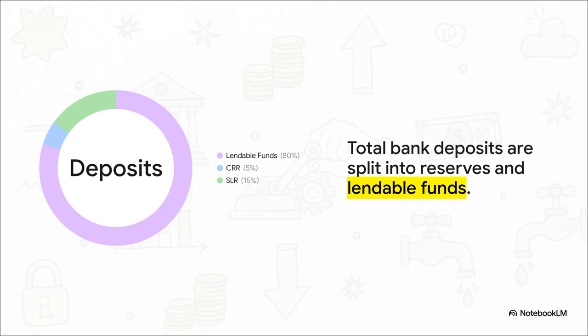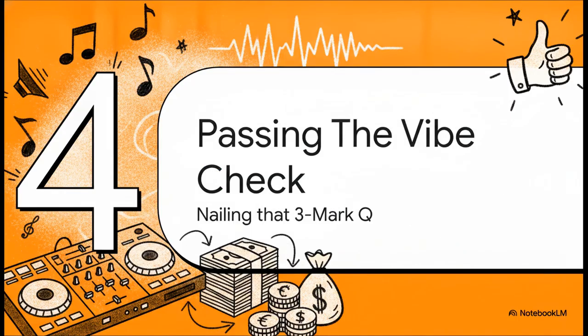A bank's total deposits are basically sliced up like a pizza. You have your lendable funds, and then you have those locked-away reserve slices for the CRR and SLR. Now, if the RBI hikes up those percentage requirements, that reserve slice gets way bigger. And that leaves banks with way less free cash to lend out, completely shrinking the credit multiplier. To kill the vibe and lower the volume, the RBI just forces the banks to lock more of their money in the vault. Simple as that. Which brings us to passing the vibe check and nailing that 3-mark question.